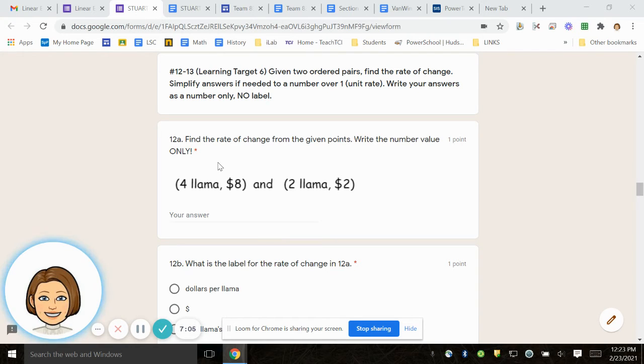So the first one, number 12a, find the rate of change from the given points. Write the number value only. You have 4 llamas for $8 or 2 llamas for $2. Write the number only.